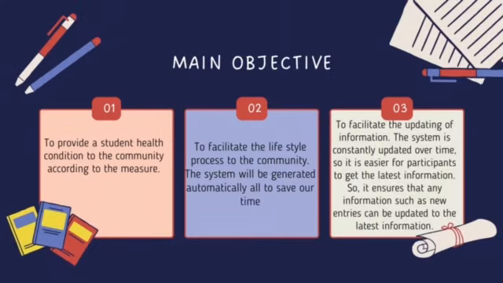Our main objective is, first, to provide student health conditions to the community according to the measure. Second, to facilitate the lifestyle process for the community. The system will be generated automatically to save all our time. Third, to facilitate updating, information in the system is constantly updated over time, so it is easy for participants to get the latest information. So it ensures that any information such as new entries can be updated to the latest information.